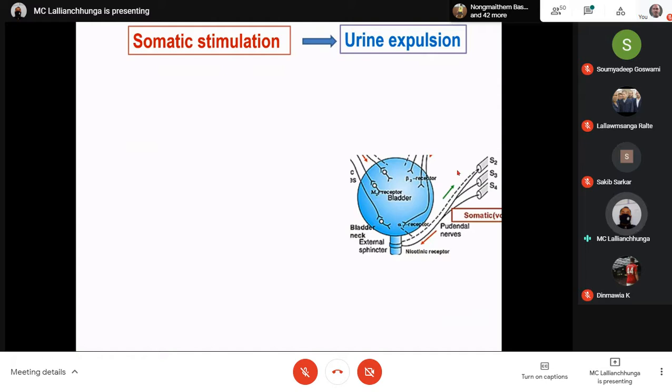Okay, yesterday we also talked about somatic stimulation. Somatic, as you know, is voluntary control. Okay, let's see this one. So let's say there is stretching of the posterior urethra. Let's say this portion is the posterior urethra. Stretching is there because the urinary bladder is now full, or we can say it is filled with high pressure, and the posterior urethra will also contain some amount of urine. So that will cause stretching of the posterior urethra.